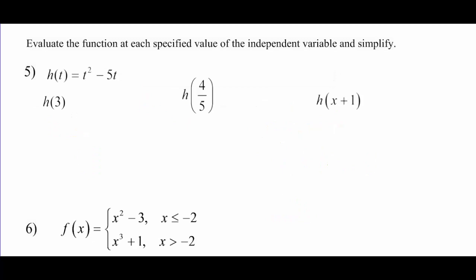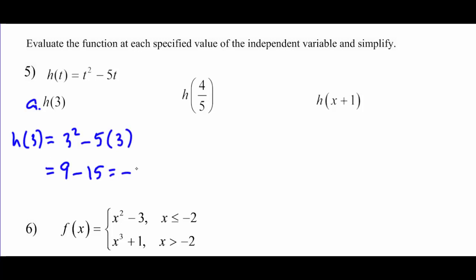For numbers 5 and 6, we're going to use the same instructions. There are some hidden problems in here though. So 5 is actually kind of 3 problems. Evaluate the function at each specified value of the independent variable and simplify. If we called this one a, in order to find a, we would evaluate h of 3, and remember, to do h of 3 you just simply plug in 3 anywhere you had a t in that function. So this would be 9 minus 15, or just simply negative 6.